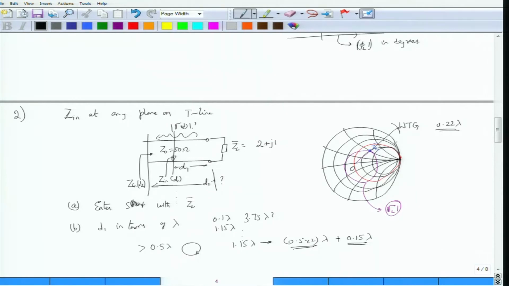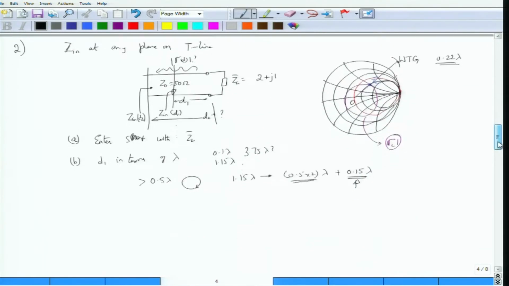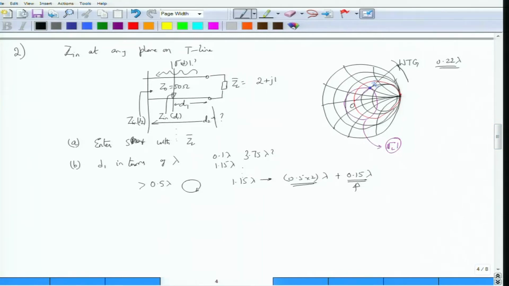So you extend, find out what is 0.22 lambda. Now on this WTG scale, how much distance do you have to move? You have to move 0.15 lambda. So on this scale you move 0.15 lambda. Let's say on the scale you drop at this point. So this distance is 0.15 lambda. At what point have you ended? You ended at 0.22 plus 0.15, which is 0.37 lambda. So let's say this is my 0.37 lambda reading on the WTG scale.